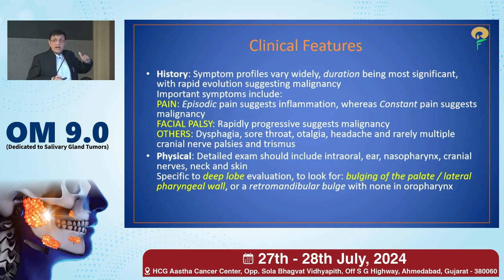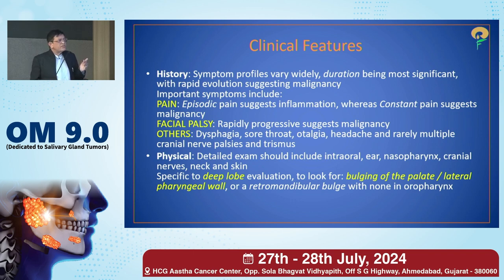So in my stacking order, pain is very, very important. And in pain also, episodic pain, which comes and goes, sometimes may suggest an inflammatory process, a blocked duct or something like that. But a constant, unremitting pain which needs pain relief is very suggestive of malignancy. Facial palsy, again a very rapidly progressive palsy, suggests malignancy, and others.